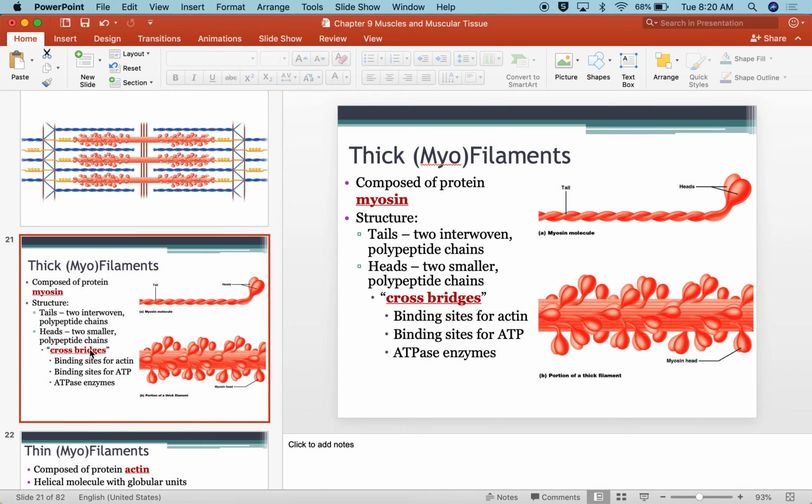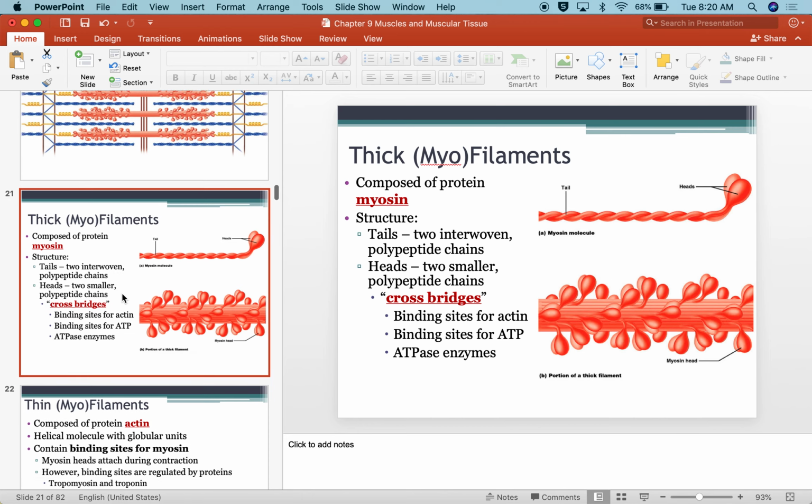Okay, on the heads, aside from binding to actin, it's also a binding site for our old friend ATP, and also the ATPase enzyme to break down ATP.